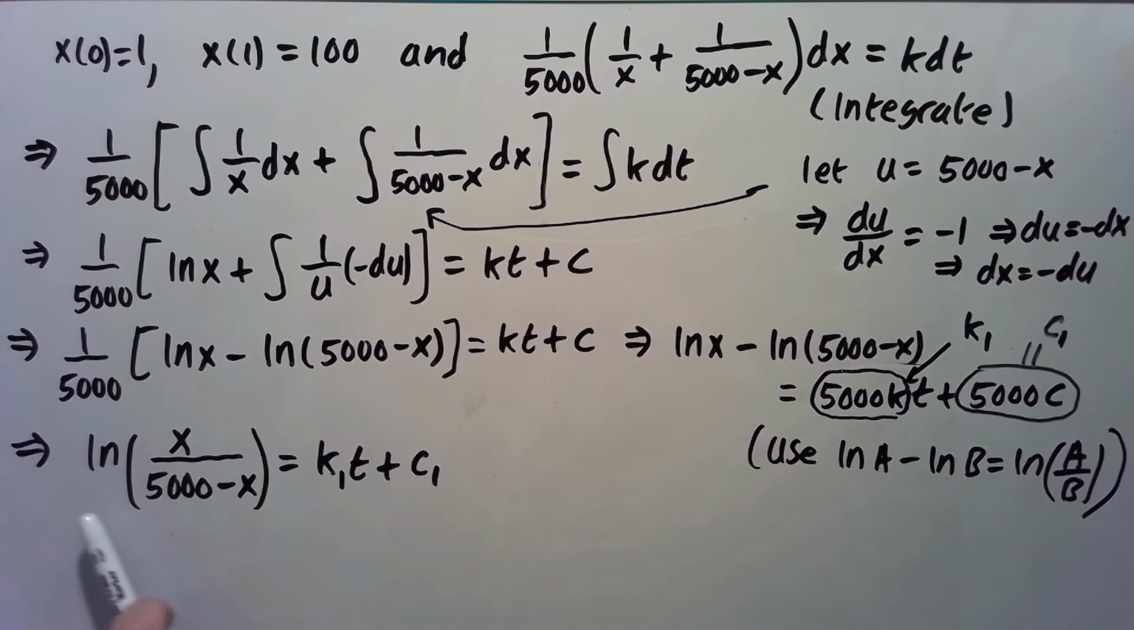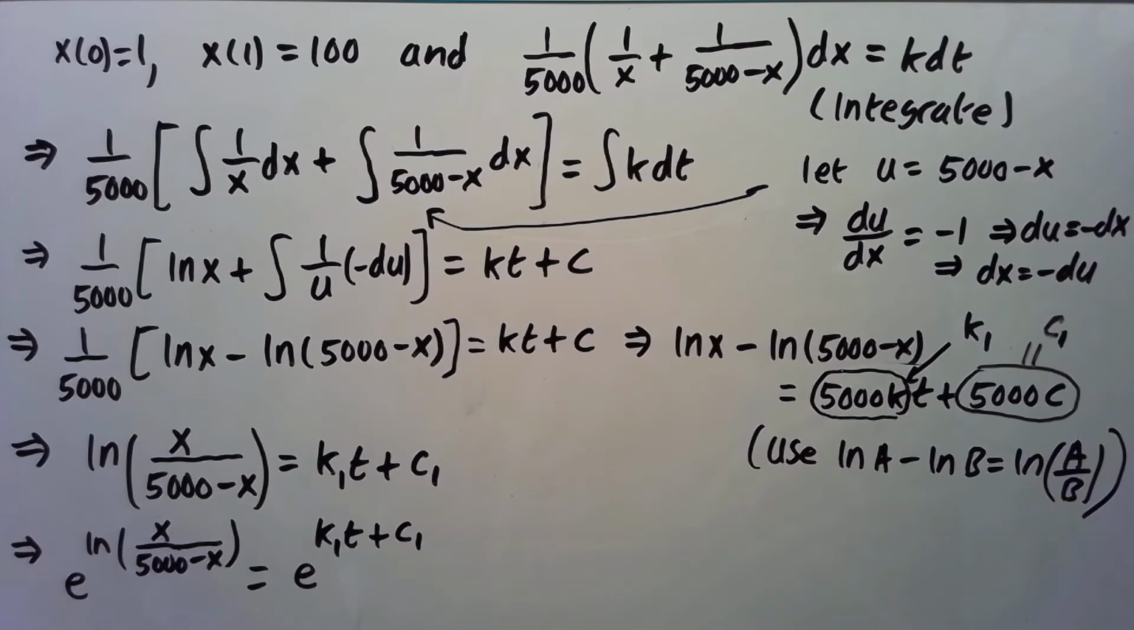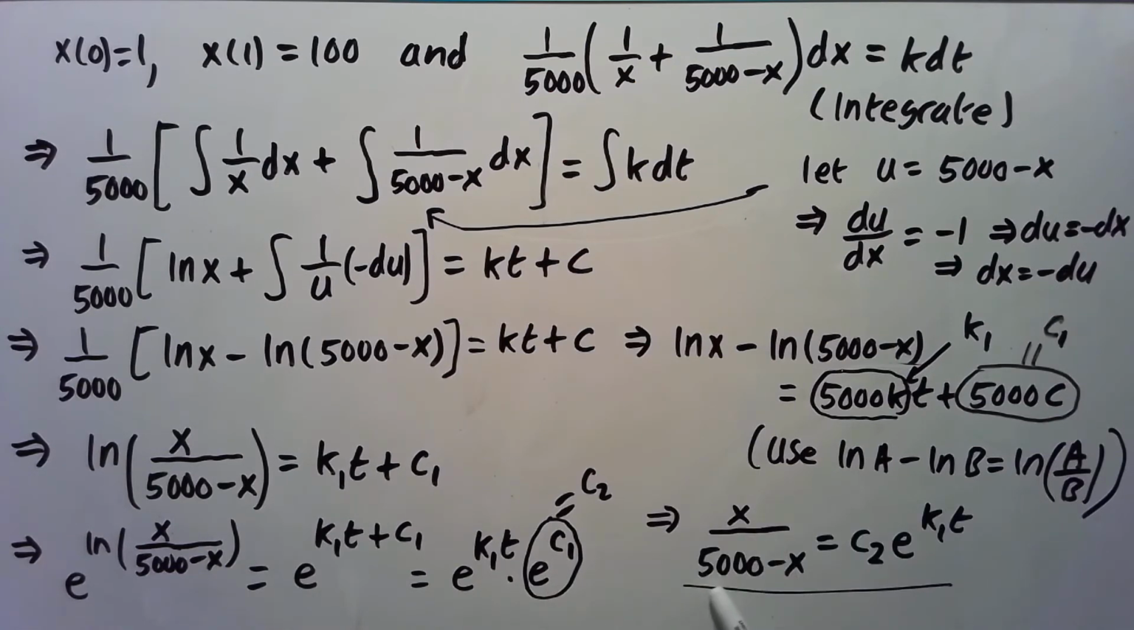Now let's exponentiate both sides with base e. So doing that, we get this then, and let me break this down a bit further. You can break it up like this, and let's call the e to the c1 guy right here c2. And now the e and the ln will cancel here. After simplifying this, we end up with x over 5,000 minus x equals c2 e to the k1t.